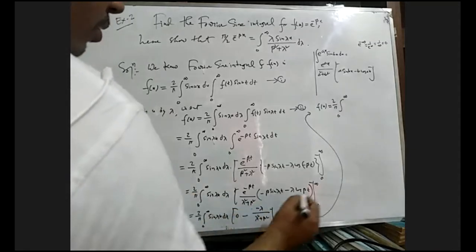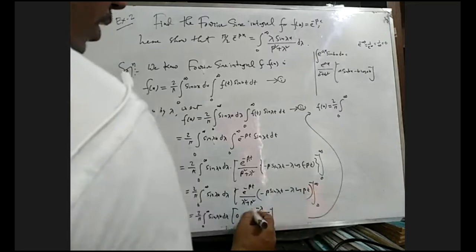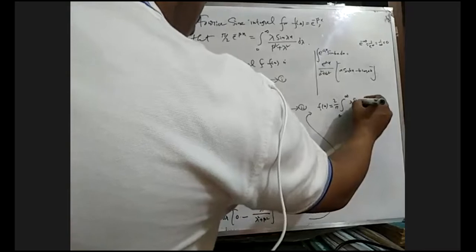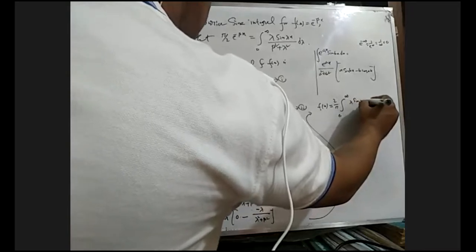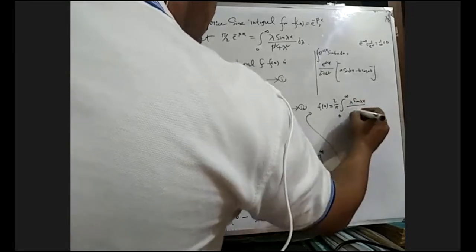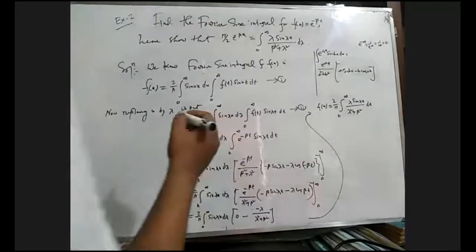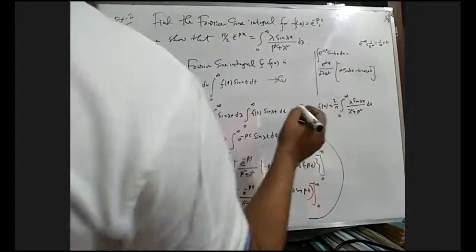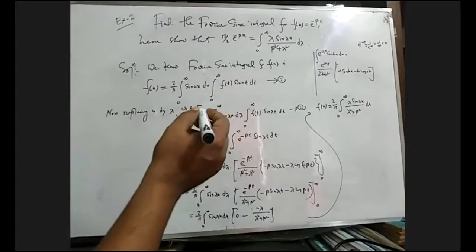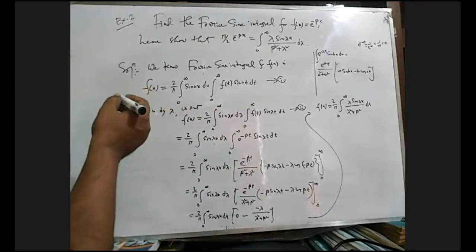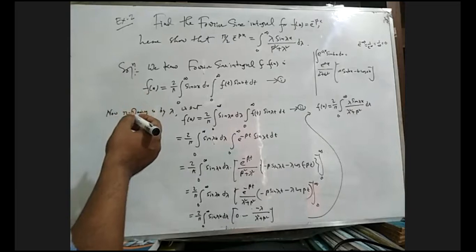This will be minus, because for our lower limit we have to use minus minus, which will be plus. So lambda sine lambda x divided by lambda square plus beta square d lambda. So this is the Fourier integral sine transform, which is the required Fourier integral sine transform.